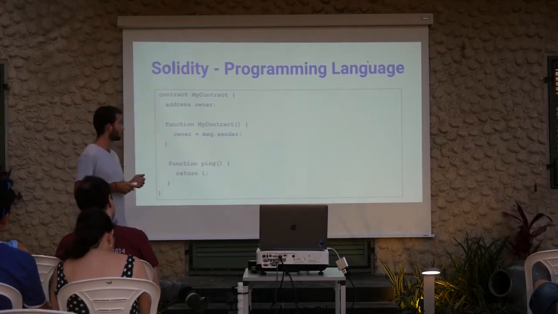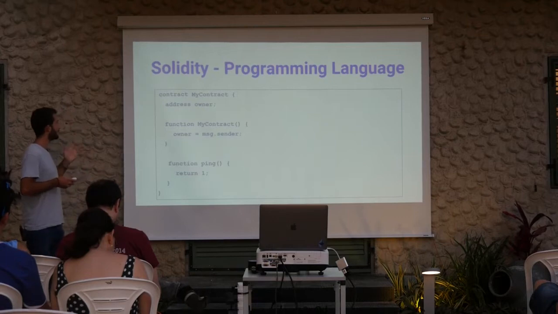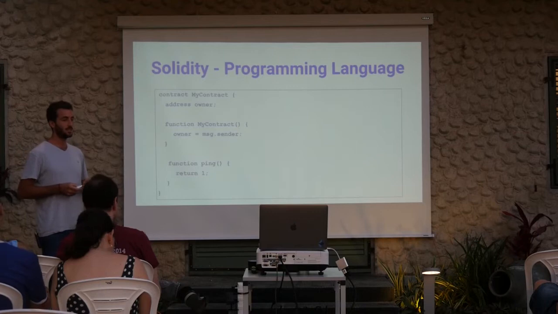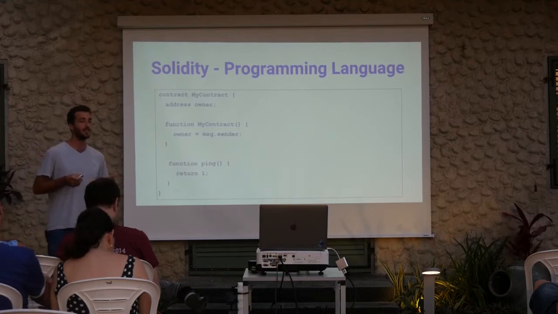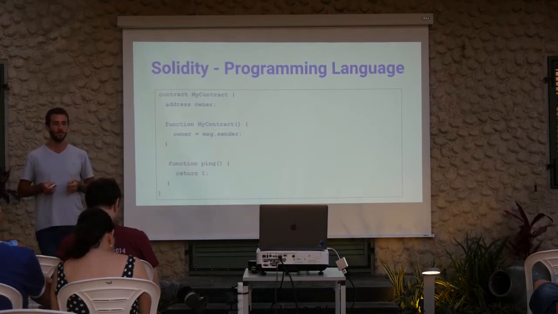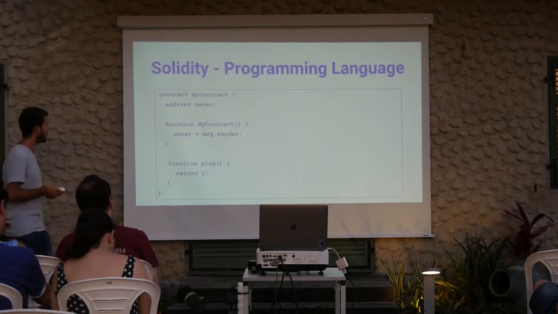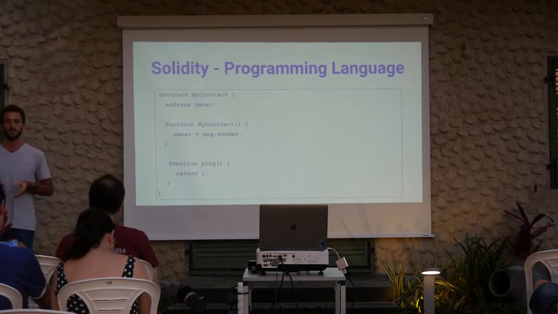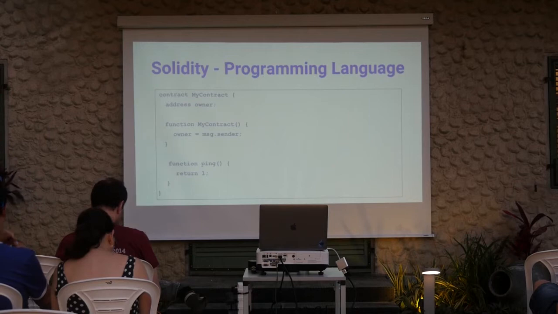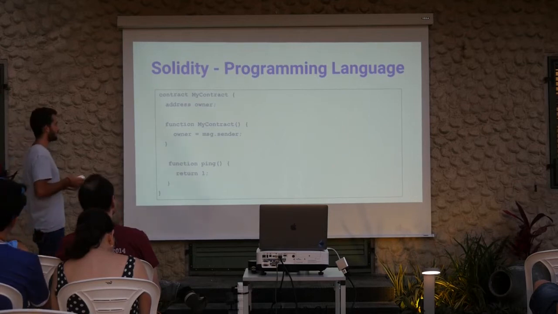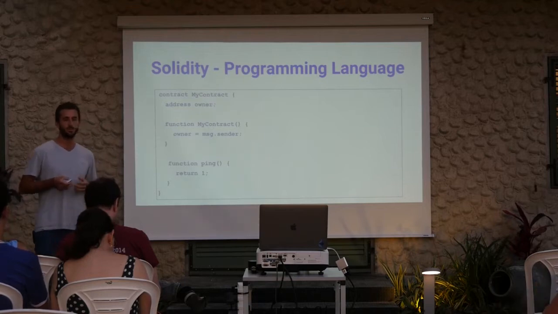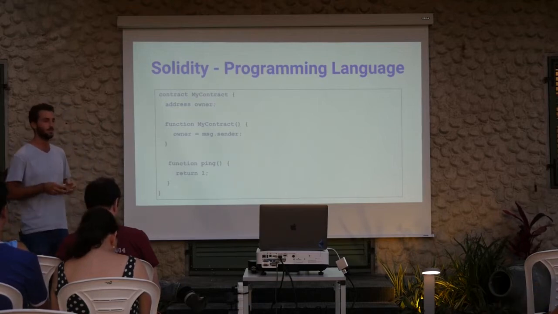We will start by looking at a simple contract. This contract is written in Solidity, the high-level programming language in Ethereum. As you can see, we have a really simple contract, and the syntax in Solidity is very familiar to JavaScript. We will see more examples of code later on. I'm sure you will get the point, even if you don't know Solidity.